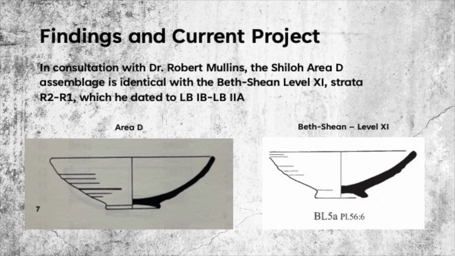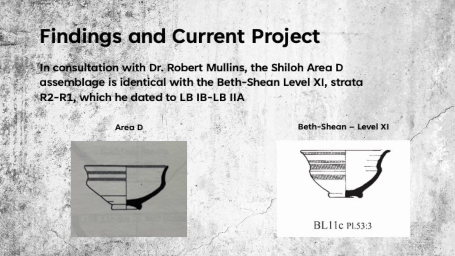So we've got a nice conical bowl with inverted rims and a ring base. You can see here Area D and the Bet Shean area, just to give some comparisons, with a nice ring base you can see at the bottom. A bowl with interior concentric circles.